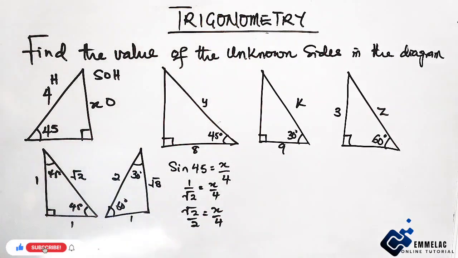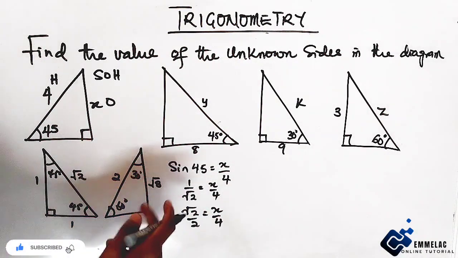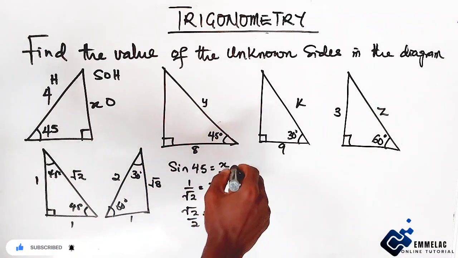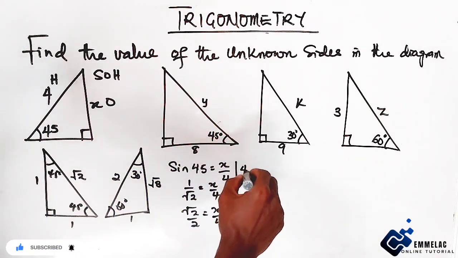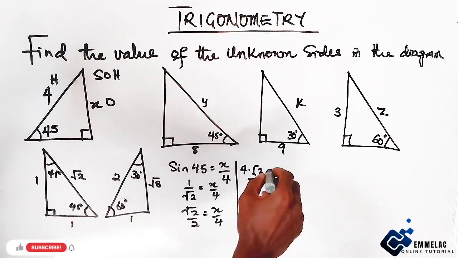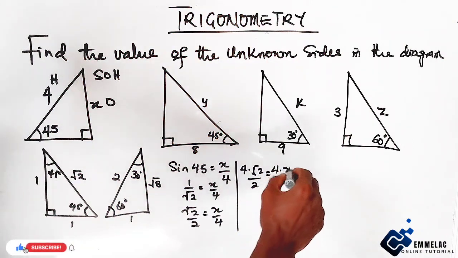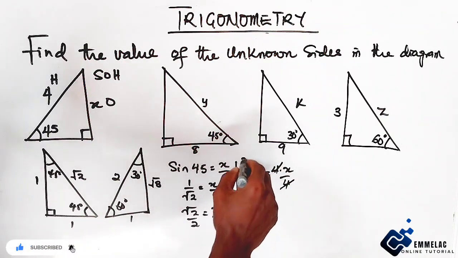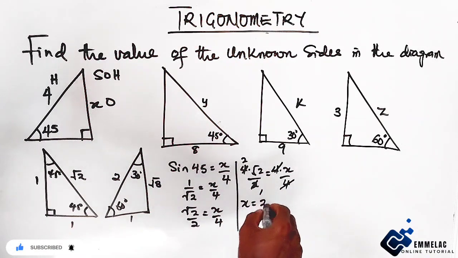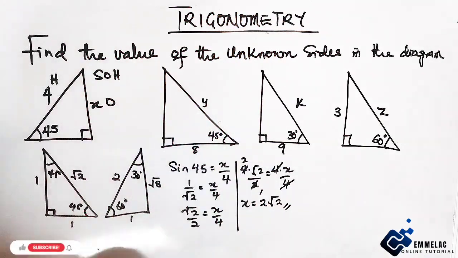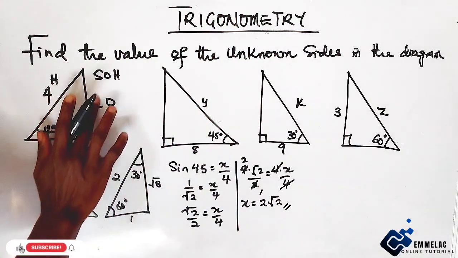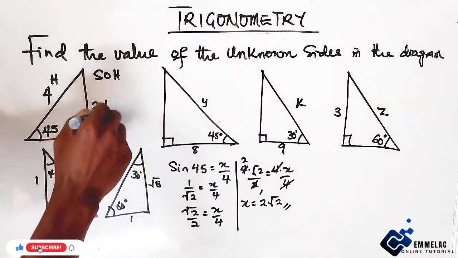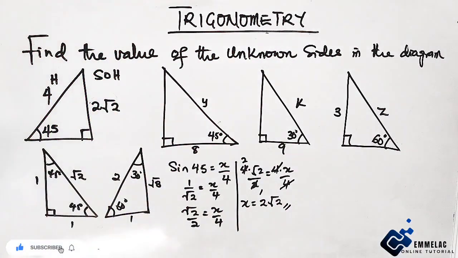If we are to make x the subject of the formula, we multiply 4 by both sides, so here we have 4 times root 2 over 2 equals 4 times x over 4. We eliminate this: 2 here 1, 2 here 2, so our x here will now be 2 root 2. So here we can just clean this and write 2 root 2. Okay, let me solve this.